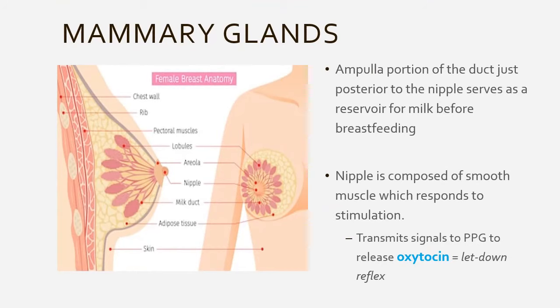As the mother is lactating, the ampulla portion of the duct just posterior to the nipple serves as a reservoir for milk before breastfeeding. The nipple is composed of smooth muscle which responds to stimulation. Once the nipples are stimulated, this will transmit signals to the posterior pituitary gland to release oxytocin. Oxytocin not only causes uterine contractions, but also releases the milk from the breast. Another term for this is the letdown reflex.